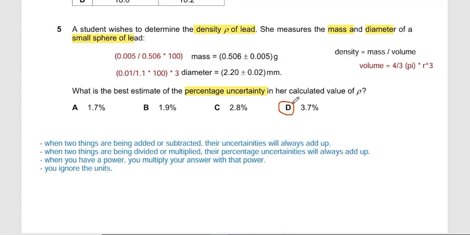And when we say you ignore the units, the reason why we have to ignore the units is because when you write 0.02 millimeter and then you divide it by 2.2 millimeter, the units are simply going to cancel out, so you don't have to worry about the units. And this is it for question number 5.